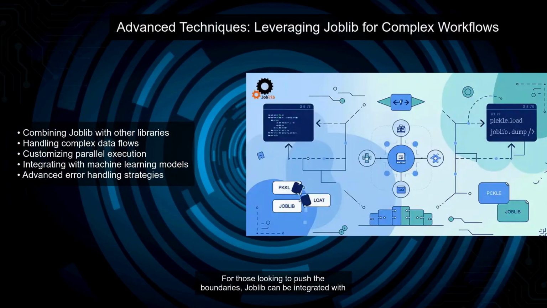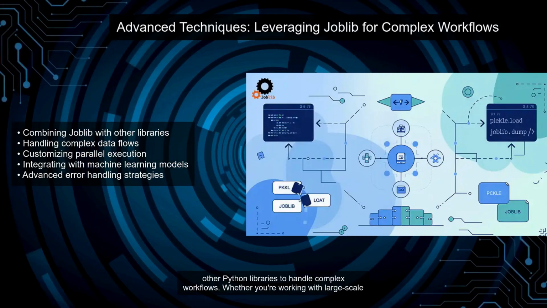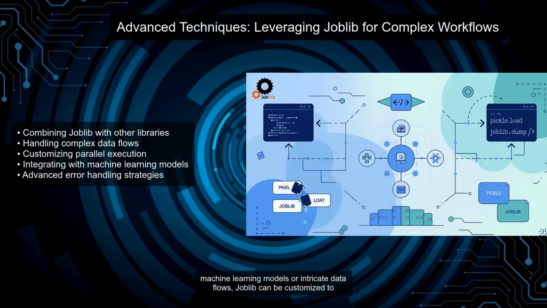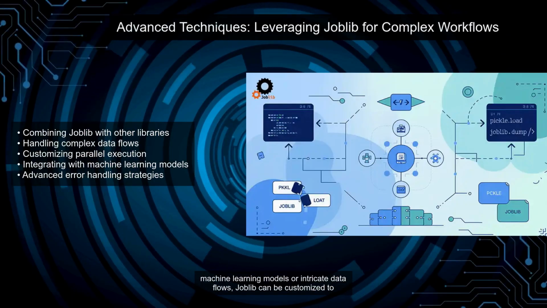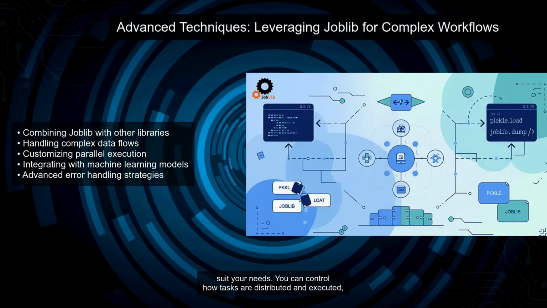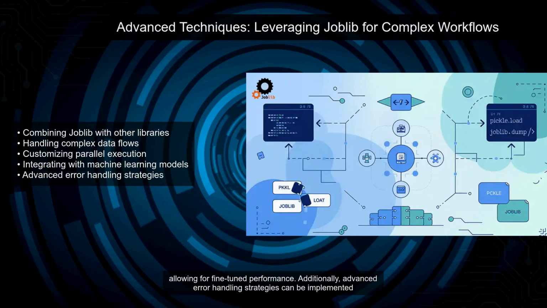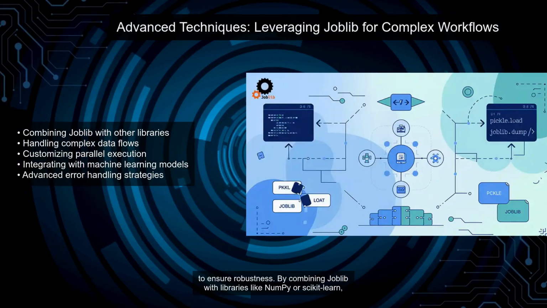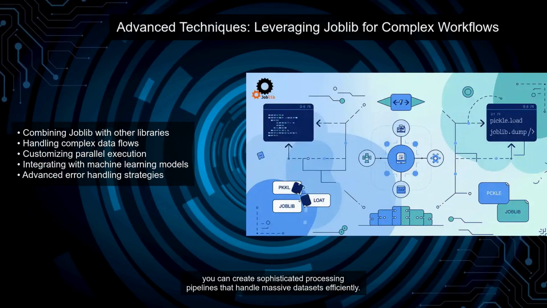For those looking to push the boundaries, Joblib can be integrated with other Python libraries to handle complex workflows. Whether you're working with large-scale machine learning models or intricate data flows, Joblib can be customized to suit your needs. You can control how tasks are distributed and executed, allowing for fine-tuned performance. Additionally, advanced error handling strategies can be implemented to ensure robustness. By combining Joblib with libraries like NumPy or scikit-learn, you can create sophisticated processing pipelines that handle massive datasets efficiently.